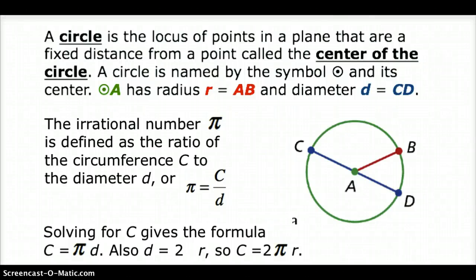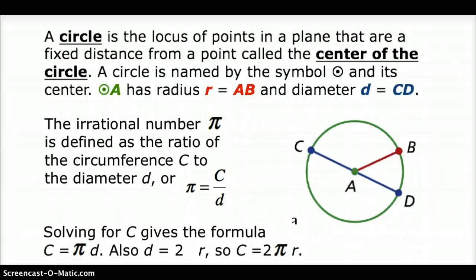Let's talk a little bit about circles. So this says that a circle is the locus of points in a plane that are a fixed distance from a point called the center of a circle. Okay? And so it tries to give you a pretty good definition of a circle there. Basically, there's going to be this point in the middle called the center of the circle. Okay, and the points on the outside of the circle are all the same distance from the center of the circle, is what they're saying.